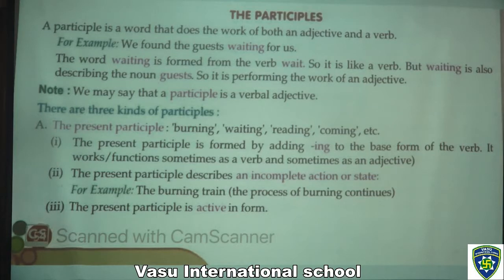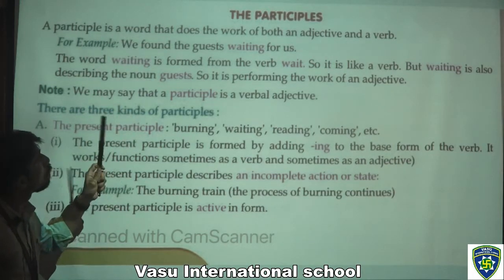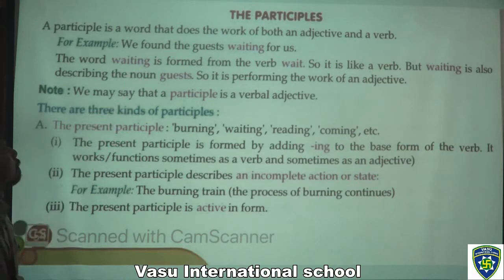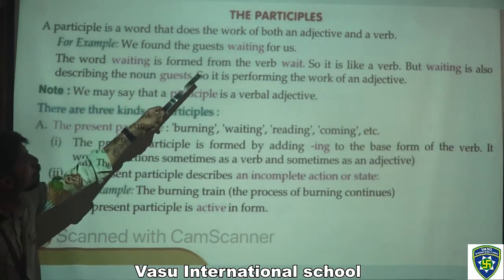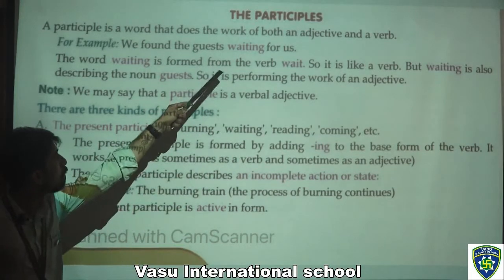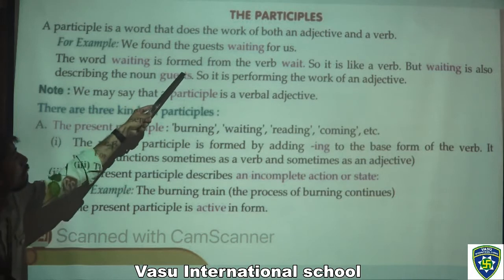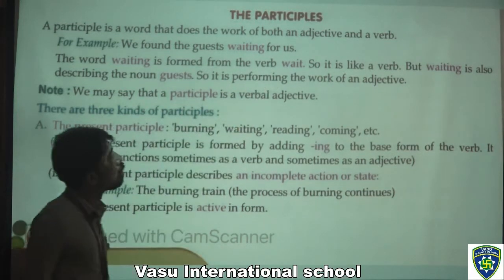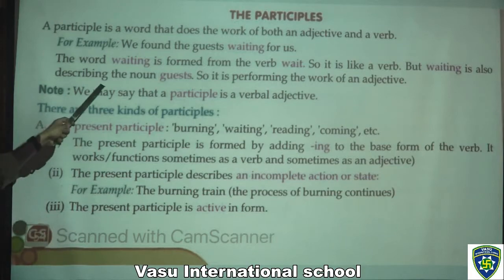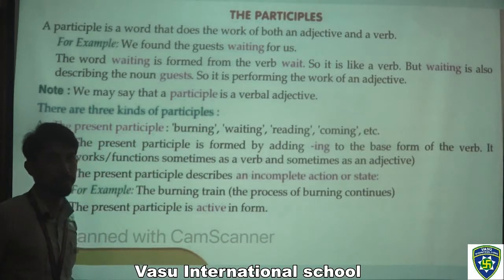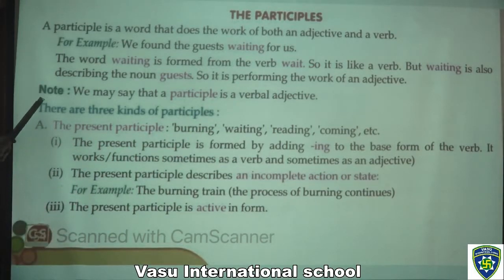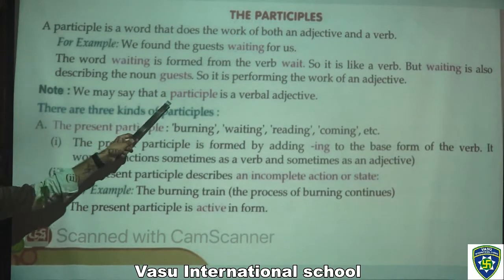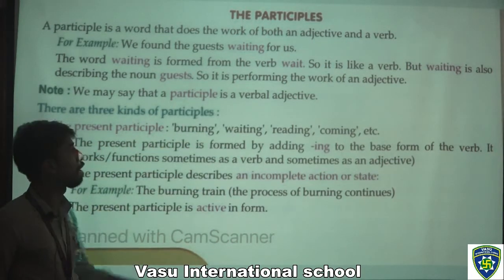Now on the next page we have the participles. Now how can we form the participles? The definition of a participle is: a participle is a word that does the work of both an adjective and a verb. For example, we found the guest waiting for us. The word waiting is formed from the verb wait. So it is like a verb, but waiting is also describing the noun guest. So it is performing the work of an adjective. Understand? So note, we may say that a participle is a verbal adjective.